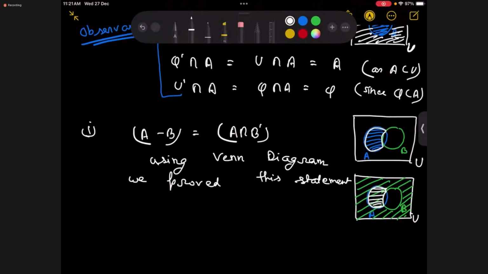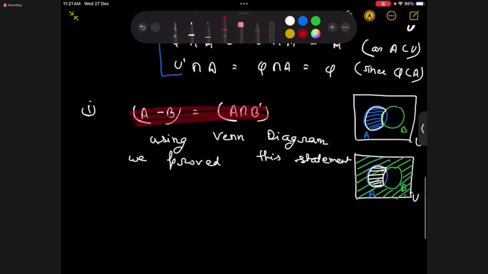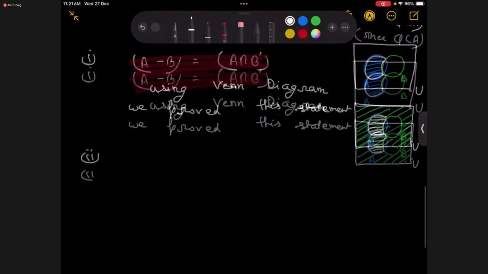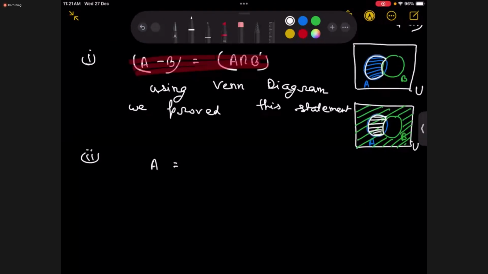In some cases this statement is very important, because sometimes it will be easy to handle with this statement, and that's why we can use this whenever it is convenient. Okay, now check that A equals A intersection B union A minus B.